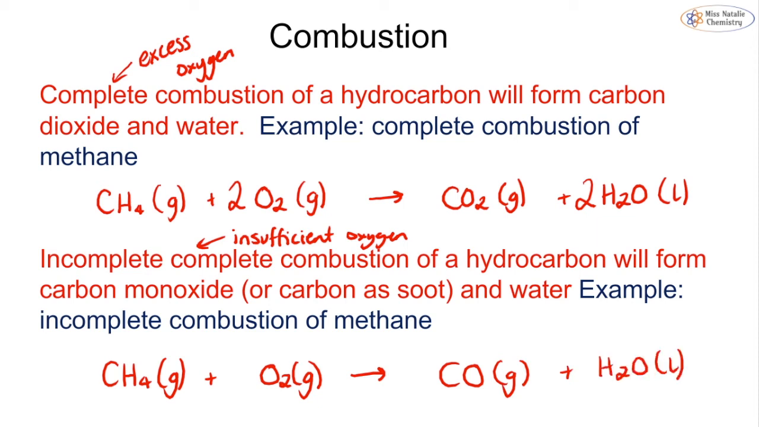And again, I check my balancing, so I have 1 carbon on either side. I need a 2 in front of the water to give me my 4 hydrogens. And then for my oxygens, I get 1 from the carbon monoxide and 2 from the water, which gives me 3. If I divide that by 2, I get 1.5. For diatomic substances, you can have half, so you are able to have a fraction, but this is the only time that you can have a fraction, when you have a diatomic molecule. So you can see that we are reacting with not enough oxygen here. We only have 1.5 moles as opposed to the 2 moles that we have with complete combustion.